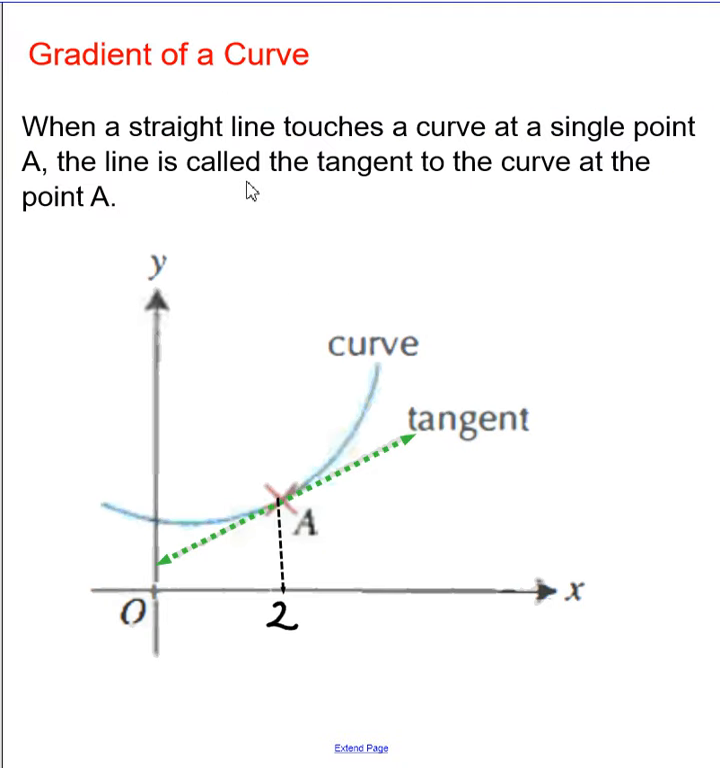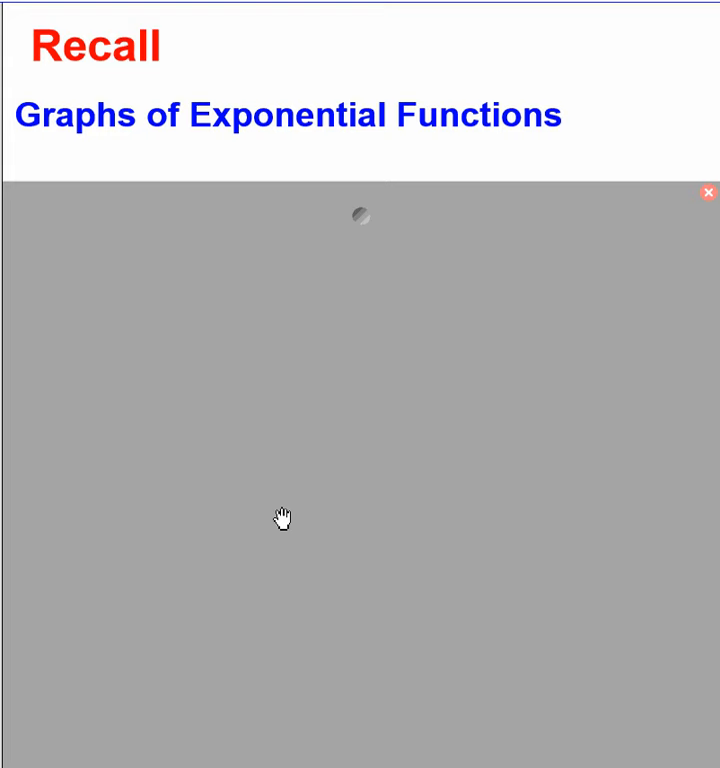Now we need to recall a few concepts. Number one is, what is the gradient of a curve? The gradient keeps changing on the curve. So if you have to find the gradient at any particular point on the curve, for example, at x equals 2, you need to draw a tangent there. Finding the gradient of the tangent will help you know the gradient at that point on the curve. We will see this in the question.